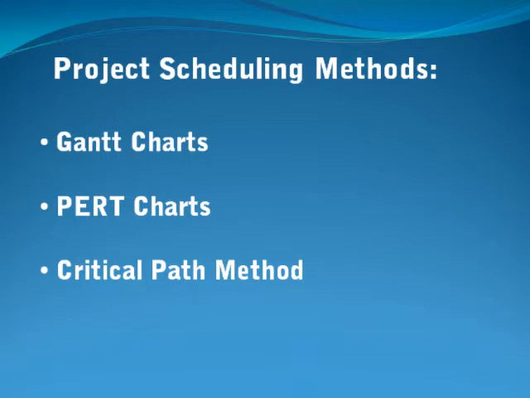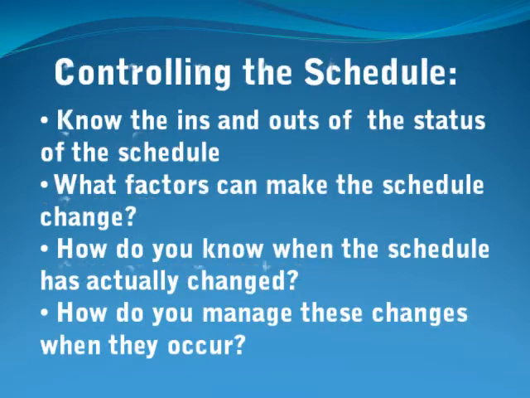Once the schedule is created, then how do you control it when things do not go as planned? Controlling the schedule is probably the most heavily used process in project time management. How do you know when the schedule has actually changed? And how do you manage these changes when they occur? There are several tools and techniques to use for controlling schedules.